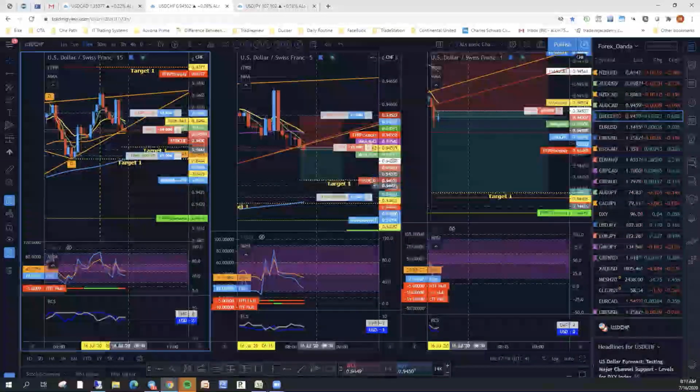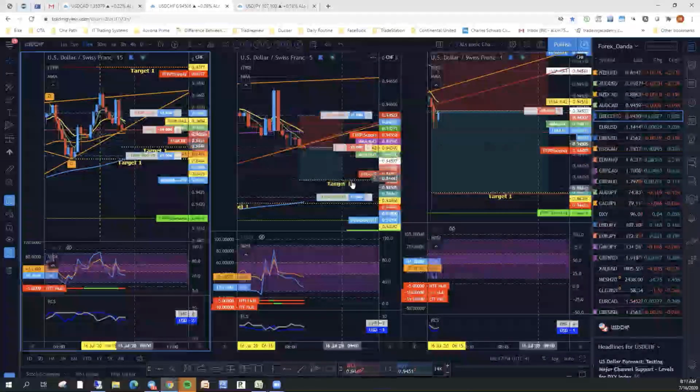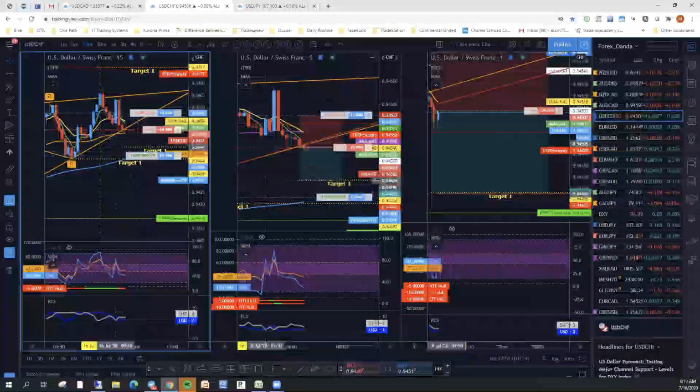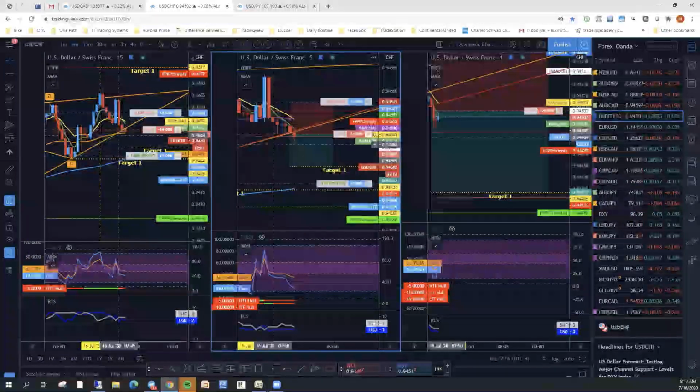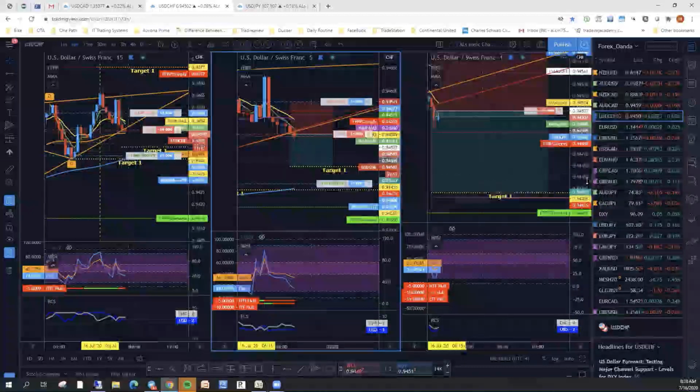If it comes down and challenges this target 1 where I have it marked off my trade here, I'll just manually take the trade out. But if it gets a nice little spike down, it may pick up this one as well, just get a few extra pips.